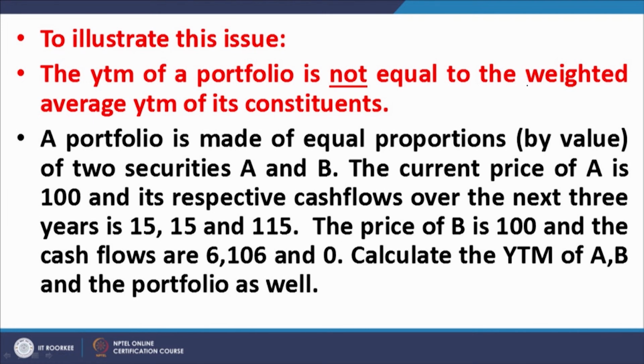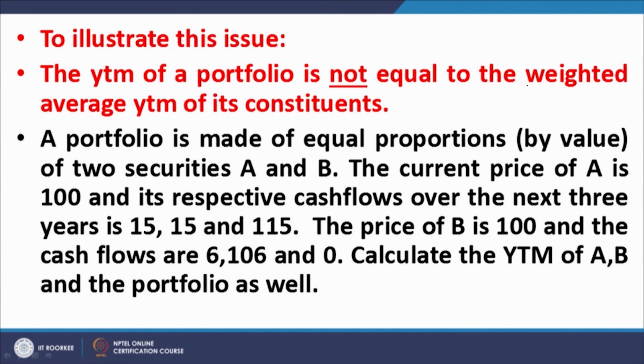The YTM of a portfolio is not equal to the weighted average YTM of its constituents. You can see here in this example, a portfolio is made of equal proportions by value of two securities A and B. Current price of A is 100 and its respective cash flows over the next 3 years are 15, 15 and 115. Clearly, its YTM is 15%. The price of B is 100 and the cash flows are 6 and 106 and 0. Clearly, the YTM of B is 6%. So, the weighted average YTM, because there are equal weights, is 6 plus 15 upon 2, that is 10.5%.